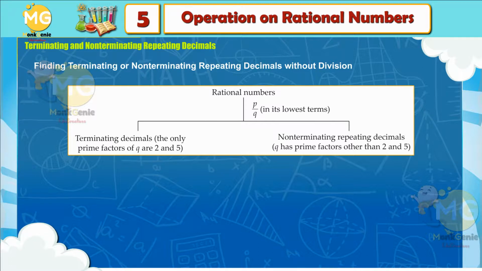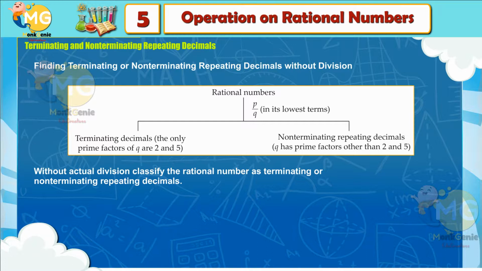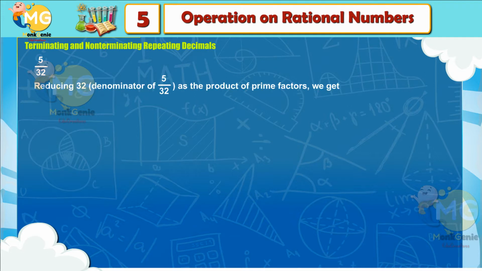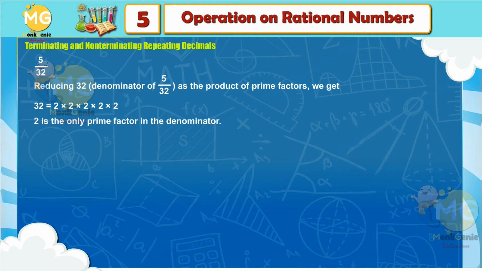Finding terminating or non-terminating repeating decimals without division. Consider a rational number p/q in its lowest terms. Terminating decimals: the only prime factors of q are 2 and 5. Non-terminating repeating decimals: q has prime factors other than 2 and 5. Without actual division, classify the rational number as a terminating or non-terminating repeating decimal: 5/32. Expressing 32, the denominator of 5/32, as a product of prime factors, we get 32 equal to 2 multiplied by 2 multiplied by 2 multiplied by 2 multiplied by 2. 2 is the only prime factor in the denominator. Therefore, 5/32 will have a terminating decimal as its quotient.